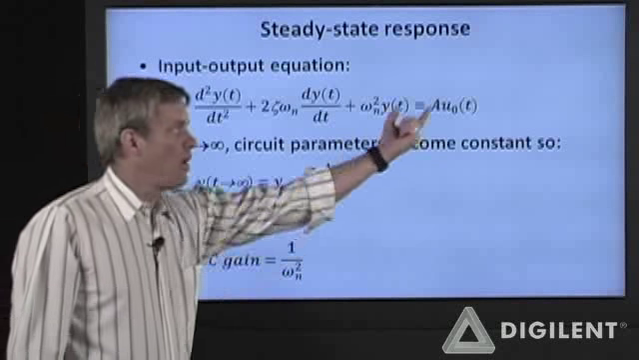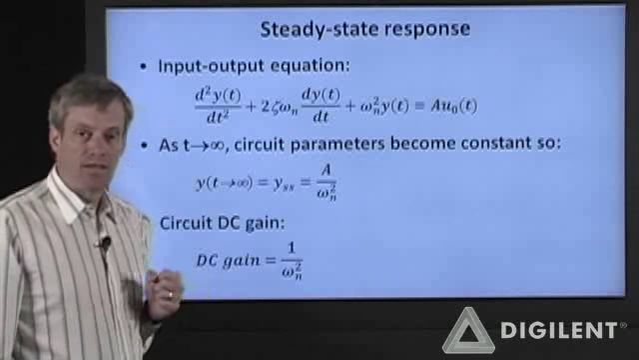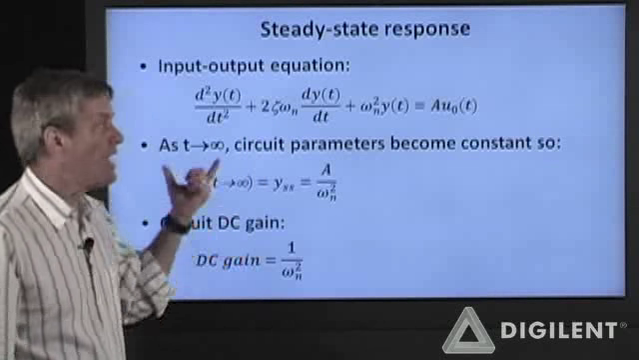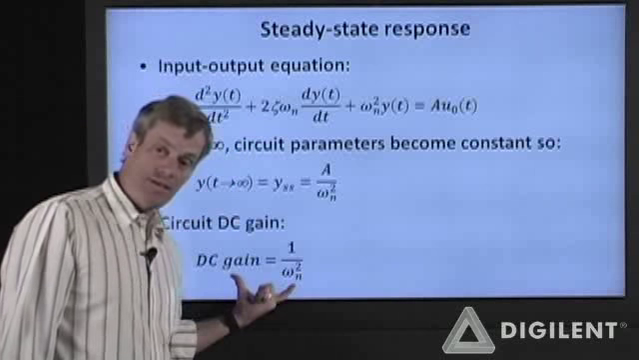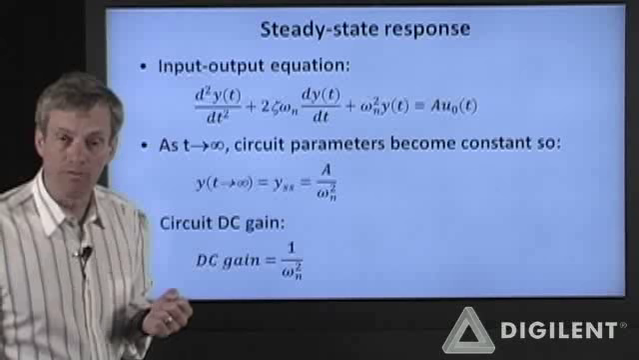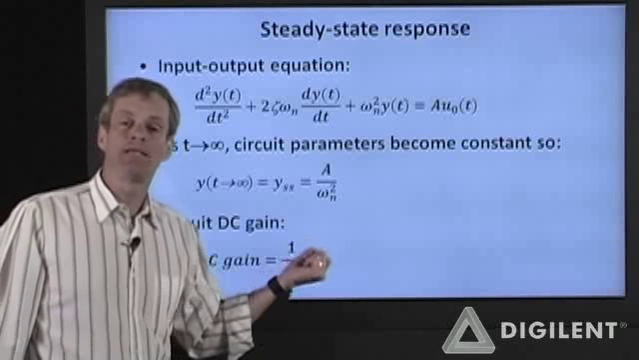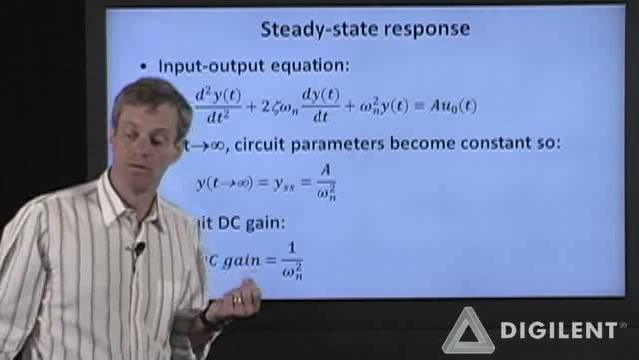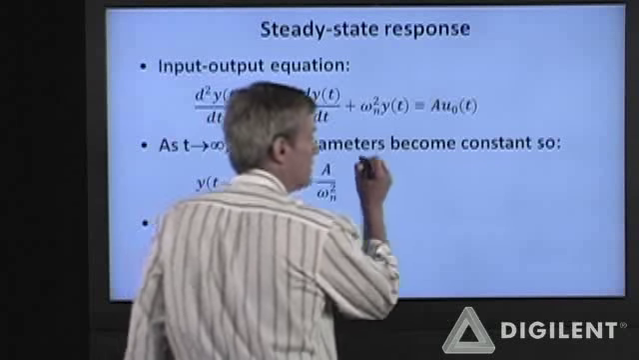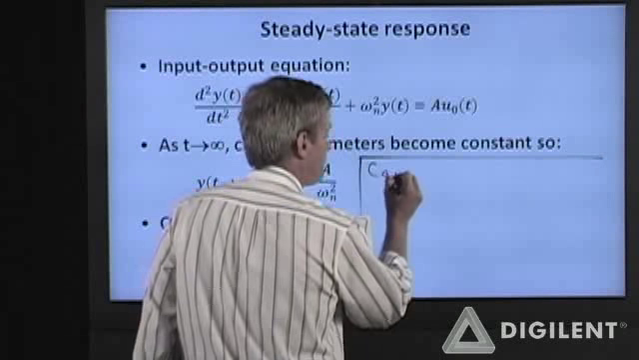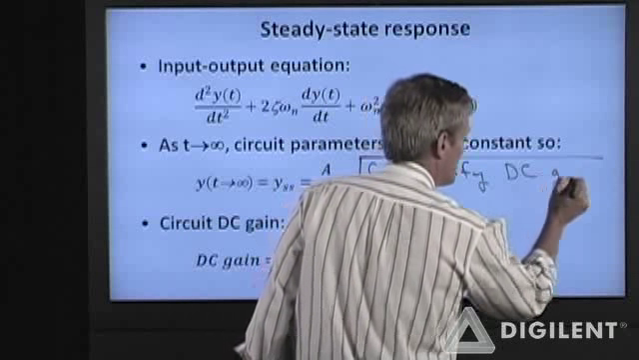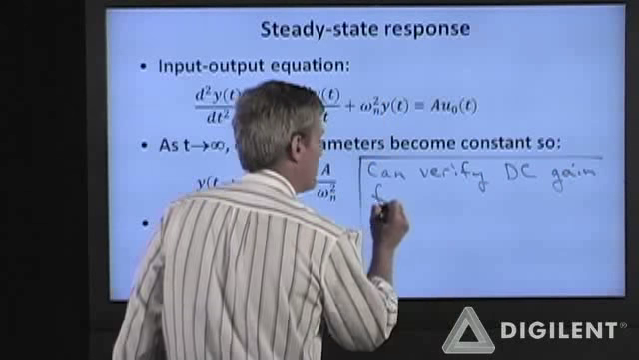Now, I determined all of this just by looking at the differential equation. This is extremely important. I can check this number relative to the circuit's response directly from the circuit in the same way that I did for first order systems. We can verify the DC gain from the circuit itself.